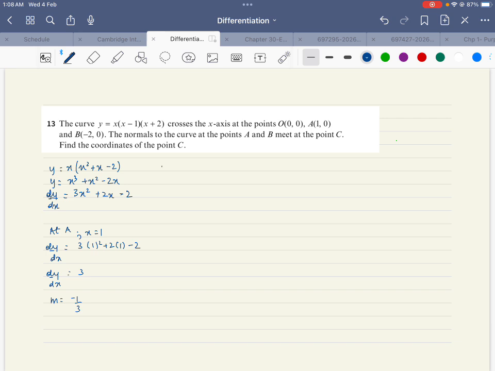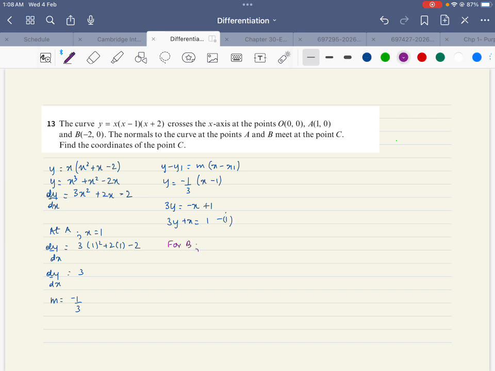Let's find out the equation. y minus y1 equals m into x minus x1. y minus 0, so I am going to let it be like this, minus 1 upon 3 into x minus 1. 3y equals minus x plus 1. 3y plus x equals 1. This is equation 1.